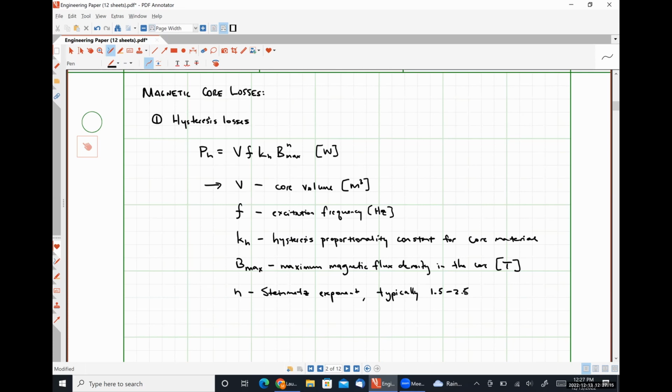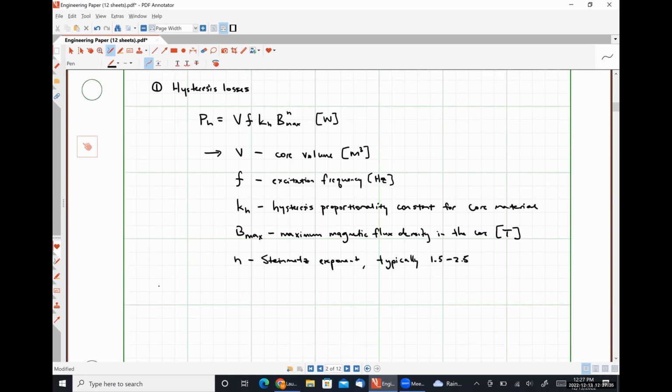So hysteresis losses are caused by the constant changing of the direction of the magnetic field of the domain. That'll be a good theory type question for me to throw at you guys as a first test. What are hysteresis losses caused by? That kind of thing.